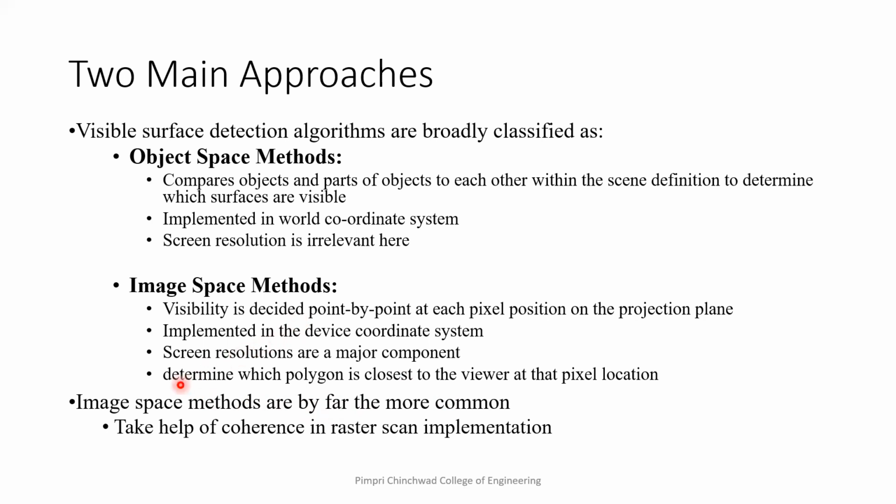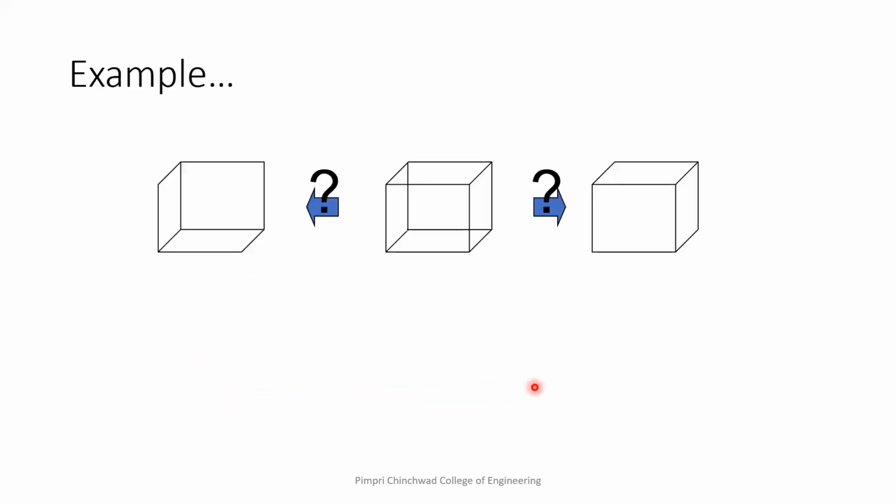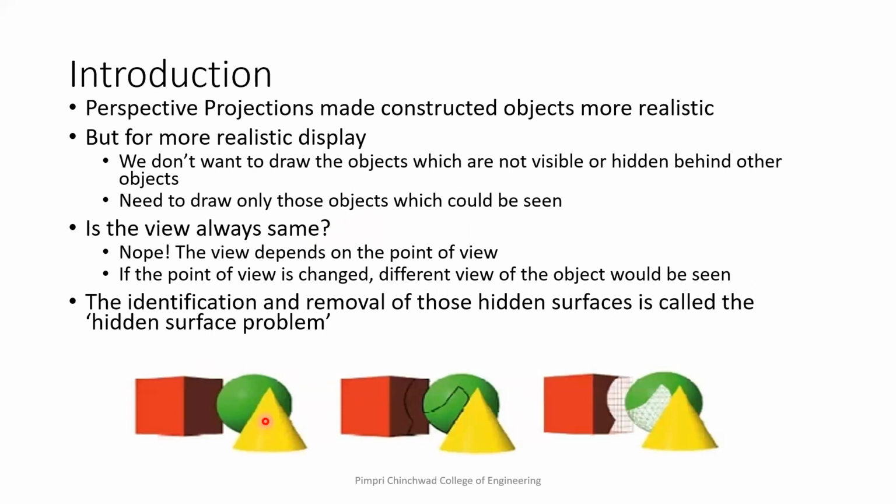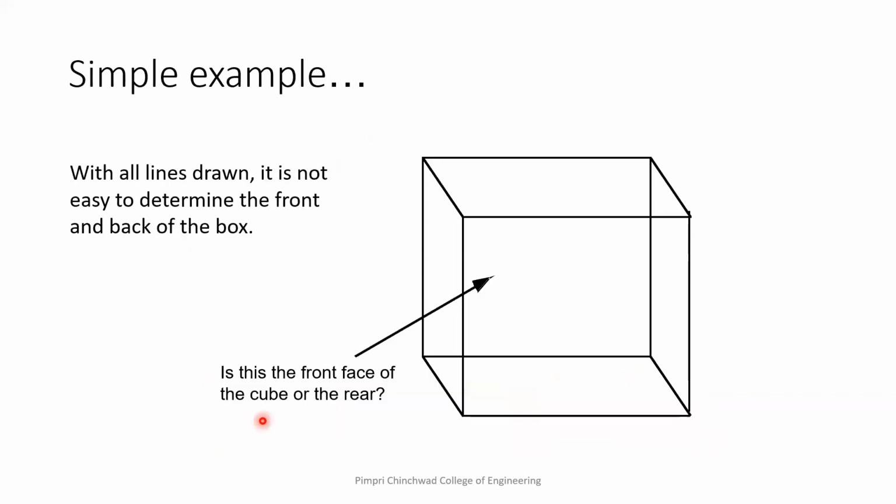Basically in this method, what we do, we determine which polygon is closest to the viewer at that particular pixel location. For example, for this particular pixel location where my pointer is pointing, I am having two objects. One is the green color sphere and the yellow color conic structure, right? So my conic structure is closer, so I will draw that one. I will not draw the sphere. Okay, so that is the way it works.